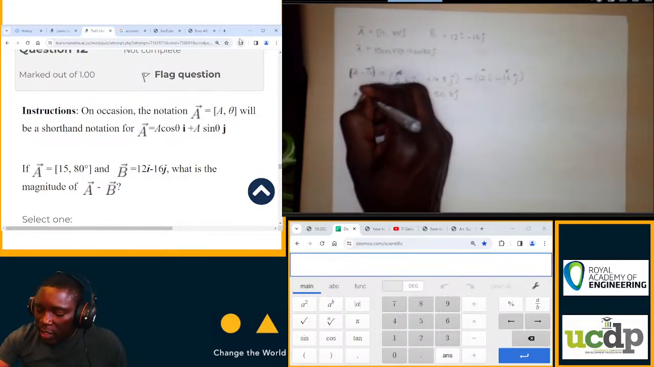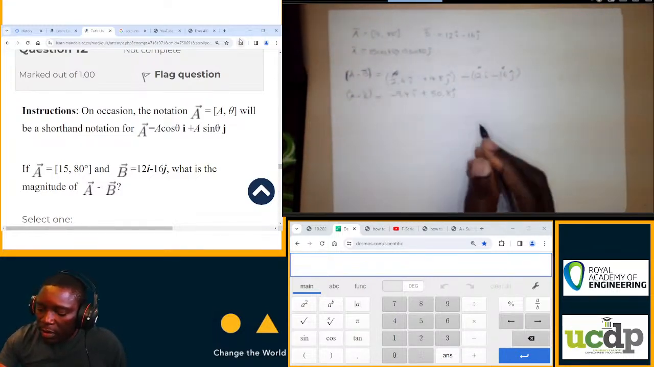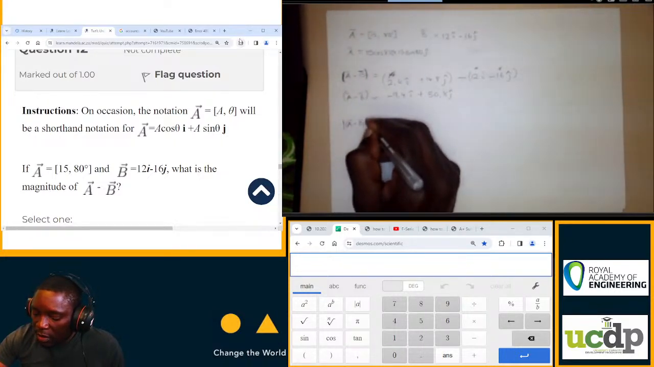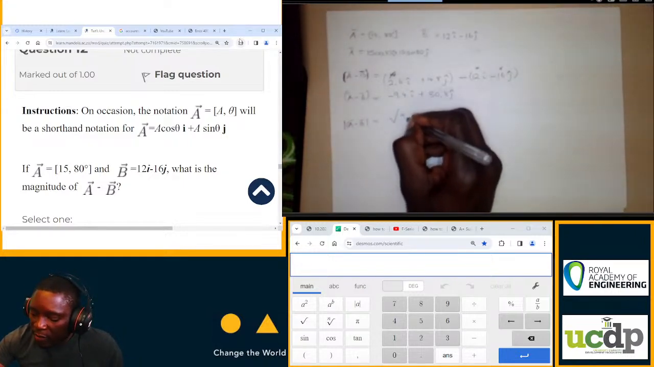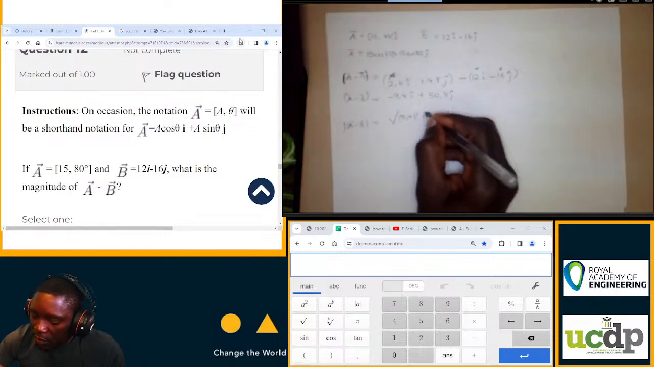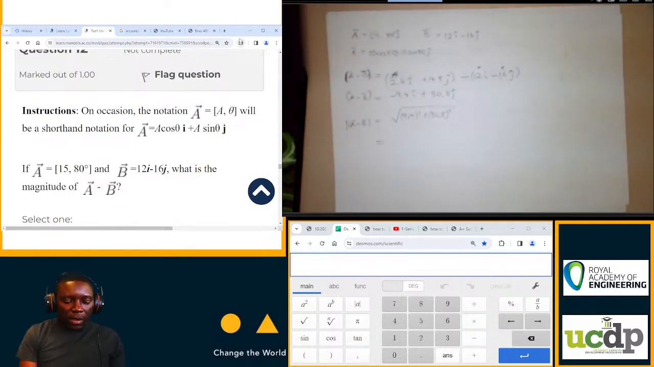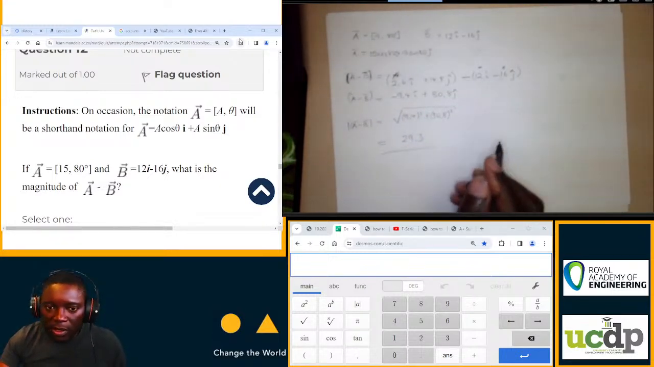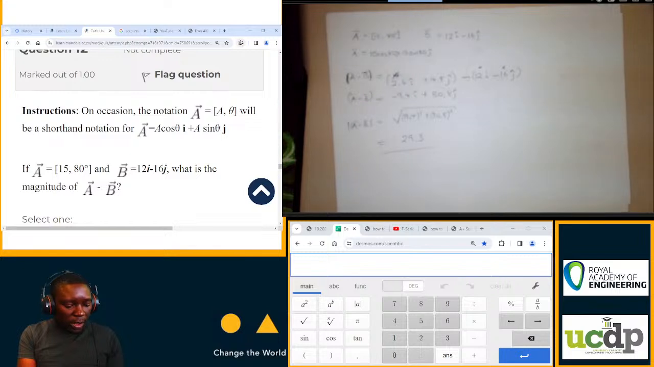Okay, so this is vector A minus vector B in vector form, and the magnitude of this vector will be the square root of negative 9.4 all squared plus 30.8 all squared. Just like that. I'm getting 29.3 for this magnitude.